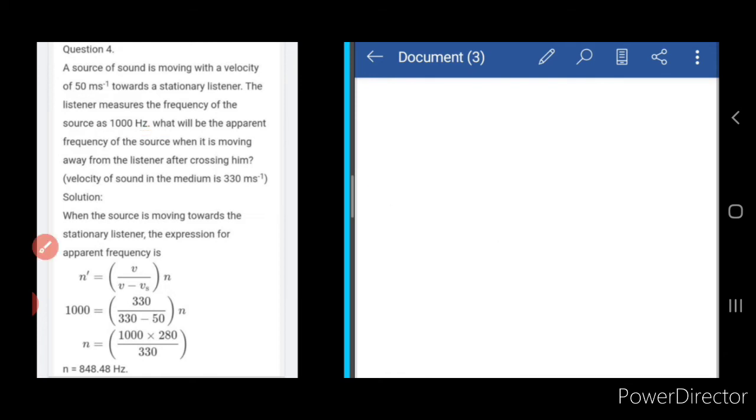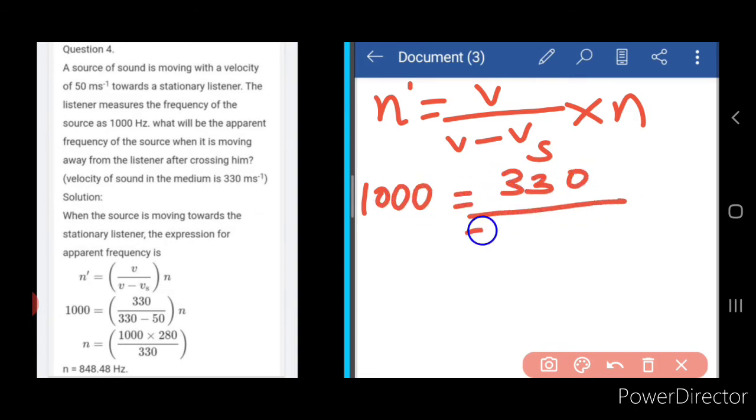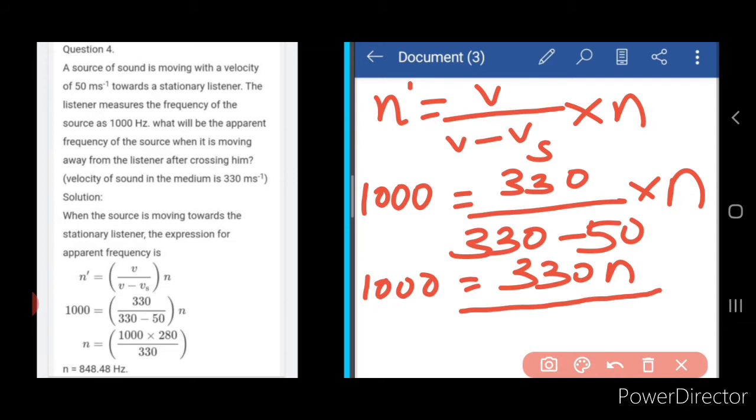Now let's see the formula. N dash is equal to V divided by V minus Vs into N. Here the apparent frequency is given as 1000. And what is V? 330 divided by 330 minus 50 into N. So 1000 is equal to 330 N divided by 280. Now what is this 280? When you subtract 330 minus 50, it is 280.